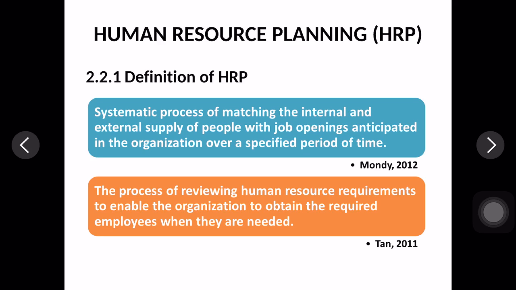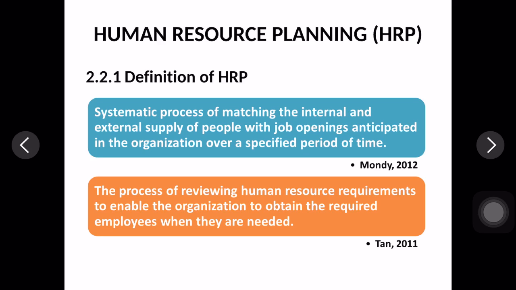Paling old school adalah you print out the kerja kosong punya iklan dan you tampal dekat atas pokok. Itu terpulang kepada kreativiti masing-masing lah. Itu kita kata dengan external supply of people. Maksudnya you dapatkan bekalan pekerja tu daripada luar, bukan daripada dalam. Macam internal supply of people tu, you mendapatkan bekalan manpower ataupun workforce ataupun pekerja tu dalam organisasi tu sendiri. Itu kita kata dengan human resource planning.